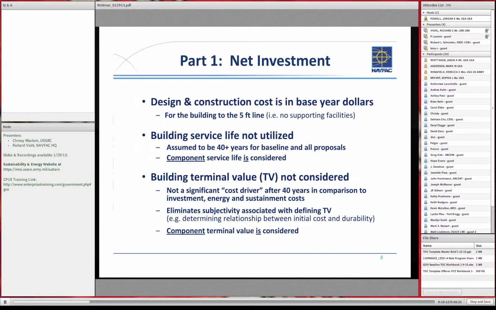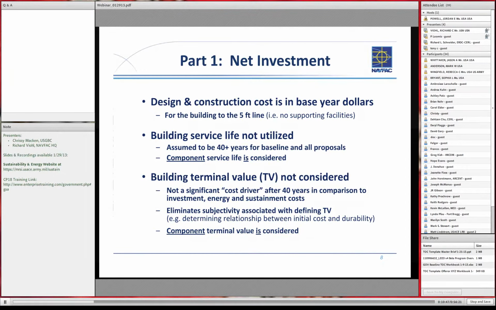I'm not going to spend too much time on the net investment. I think most people know, initial construction cost. The thing here that's important is that we're not looking at any factor for building service life. We're assuming in this model or this template that all the facilities that we're going to use it for are going to have at least a 40-year service life. And if they're longer than that, it's not going to affect the calculations. We're just taking it out to 40 years. Now, component service life is considered, and we can talk about that in more detail later.